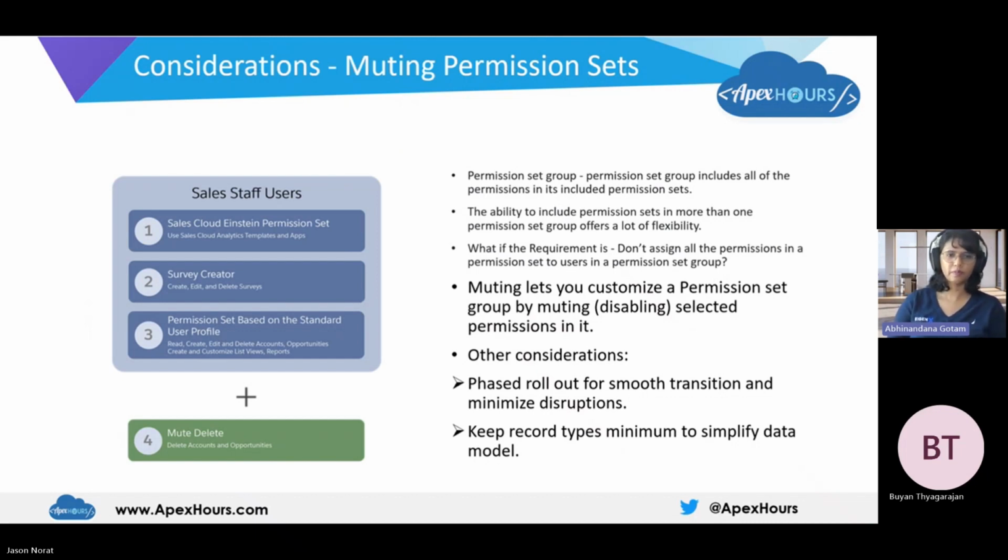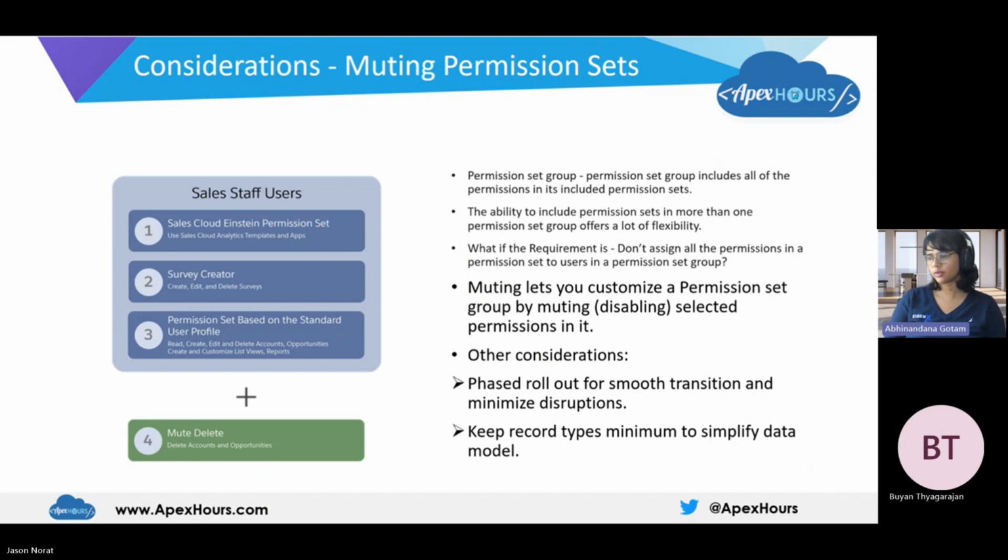Now let's see an example here. You have a permission set group called sales staff users that contains 3 permission sets. Now, one of the permission sets enables delete on accounts and also on opportunities, but you no longer want all the group members to have delete permissions. However, another permission set group also references the same permission set number 3. So instead of creating another permission set, you create a muting permission set to mute delete on accounts and opportunities. That way, assigned group members will no longer have the permission for these objects. However, users assigned to the permission set outside of the group retain the ability to delete the objects. You can add up to 1 muting permission set per permission set group.